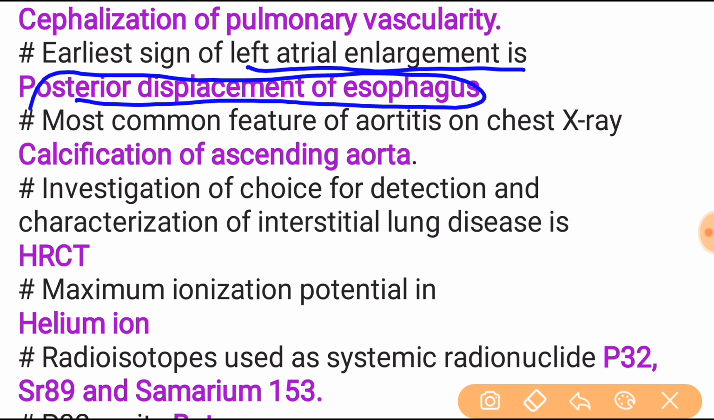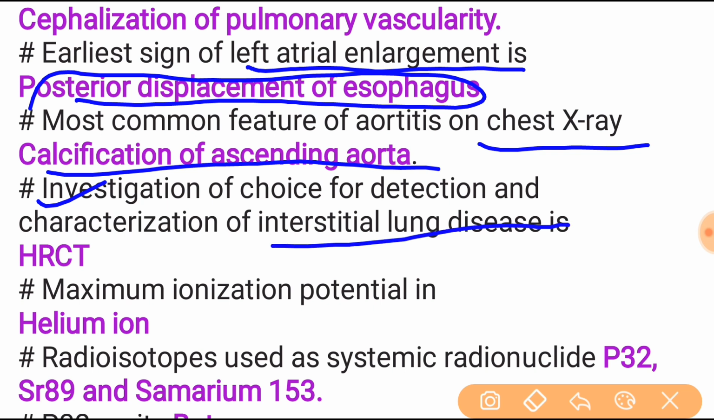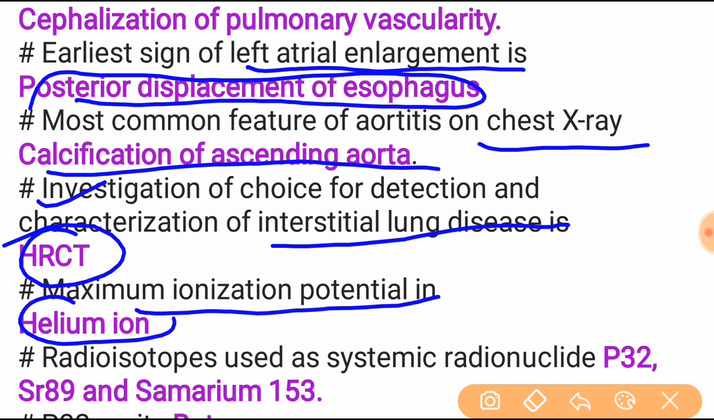Most common feature of aortitis on chest X-ray: calcification of the ascending aorta. Investigation of choice for detection and characterization of interstitial lung disease is HRCT. Maximum ionization potential: helium.